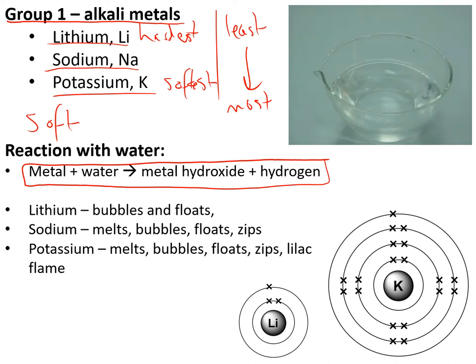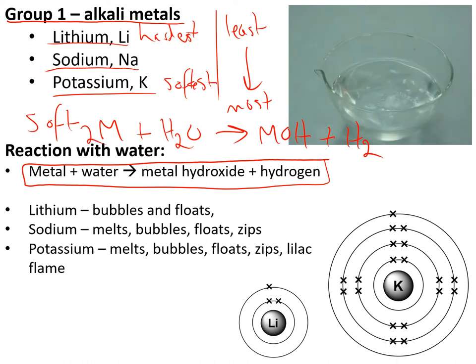And if you want to know the symbol equation for that, it's the same for all of them. We'll put an M for the metal. So metal plus H2O is going to make MOH plus H2. We're going to balance that with twos all over the place. So two there, and two there.